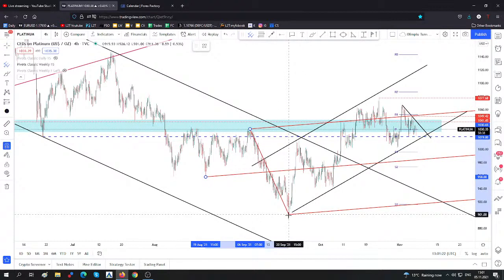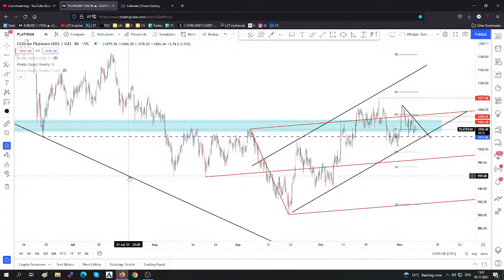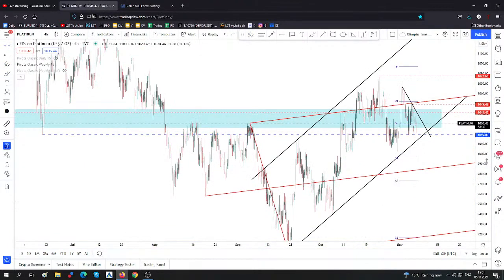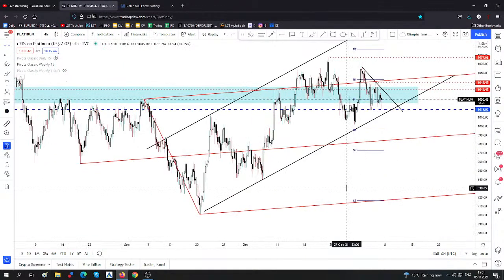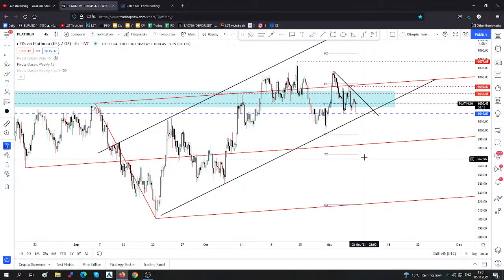Also something like this. I will delete all these, and also something like this, Giovanni, in my opinion. So 1, 2, and 3, an ascending pitchfork here. Unfortunately, the price failed here to stabilize above the upper median line of the ascending pitchfork in these former attempts.